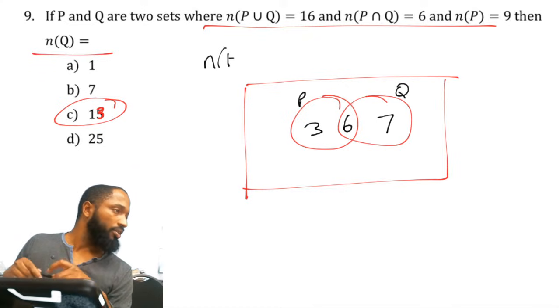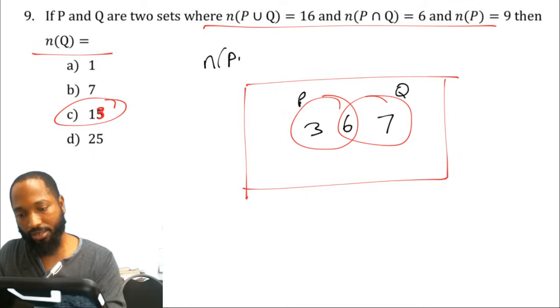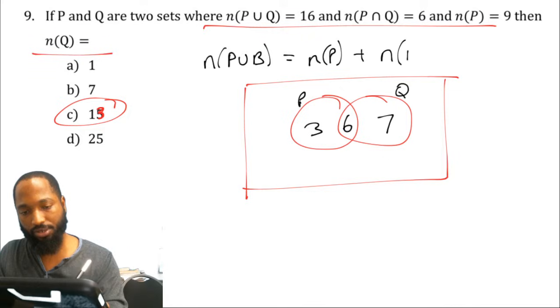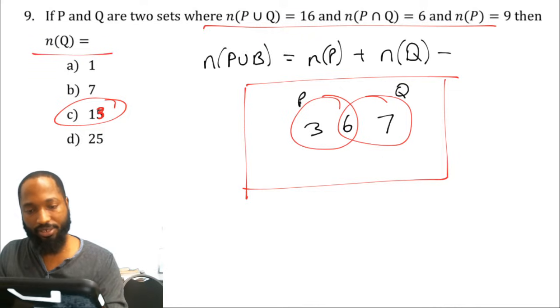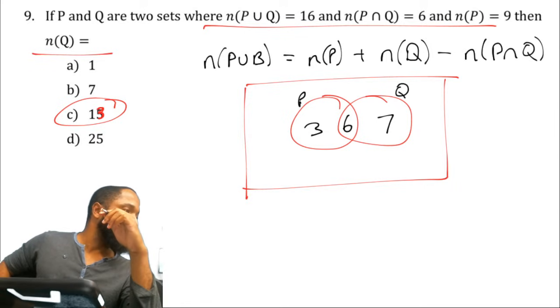I see, sorry. I understand now. Simone's falling behind. What part you don't understand, Simone? What part? Number P plus number Q minus number of P intersect Q. So that's the formula. Oh, I check here, right?